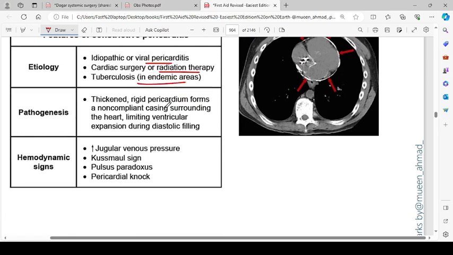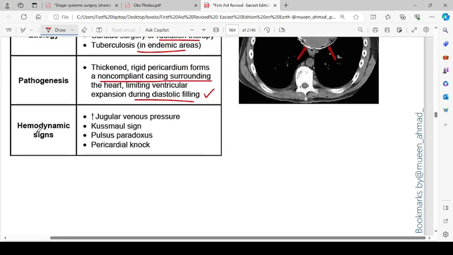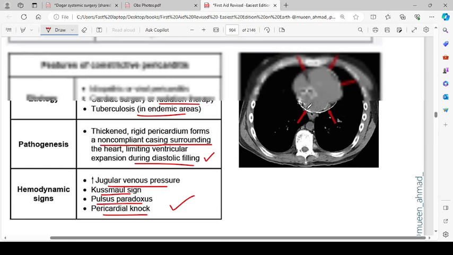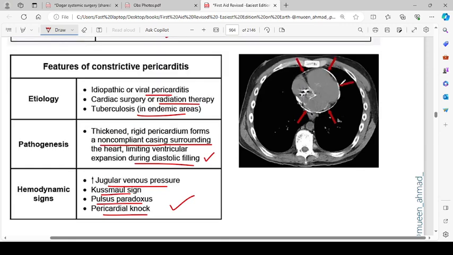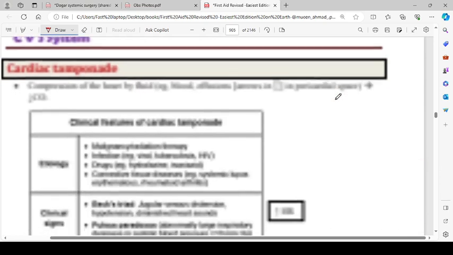Pathogenesis will show thickened pericardium forms a non-compliant casing surrounding the heart, limiting the ventricular expansion in the diastolic filling. Hemodynamic signs are increased jugular venous pressure, Kussmaul sign, pulsus paradoxus, and pericardial knock. So here you can see that this white line is showing the fibrinous pericarditis causing constrictive pericarditis. Okay. Then we have cardiac tamponade.